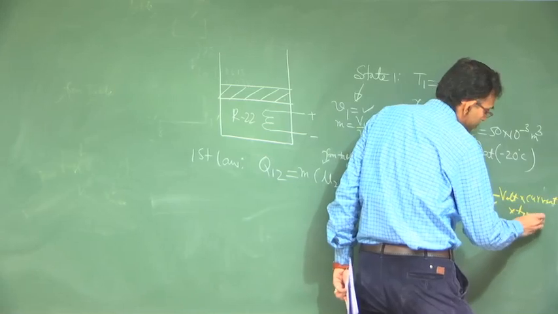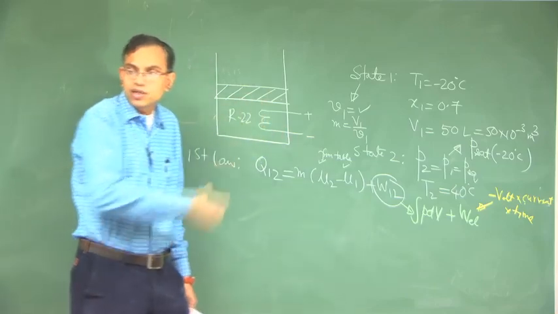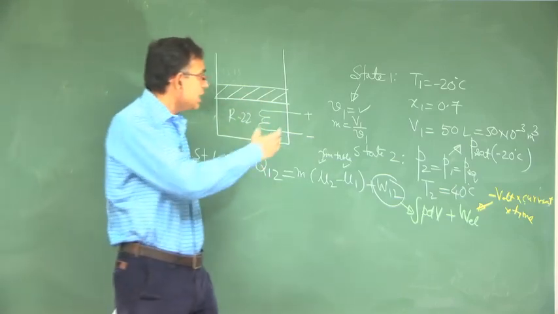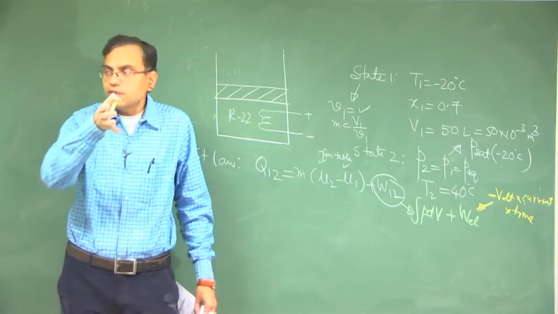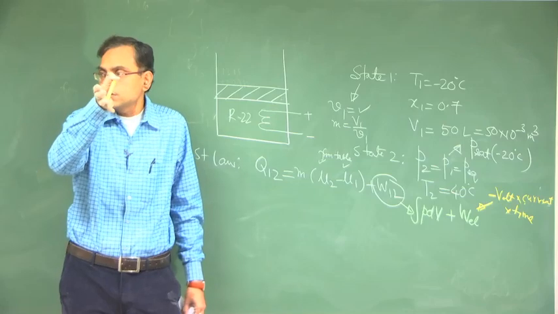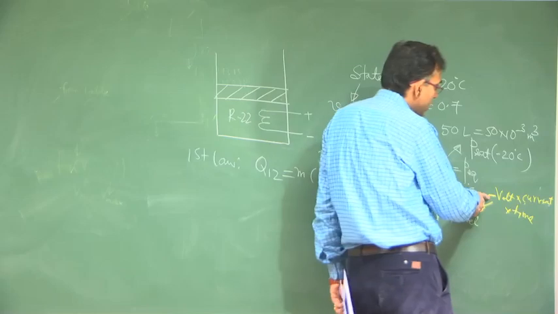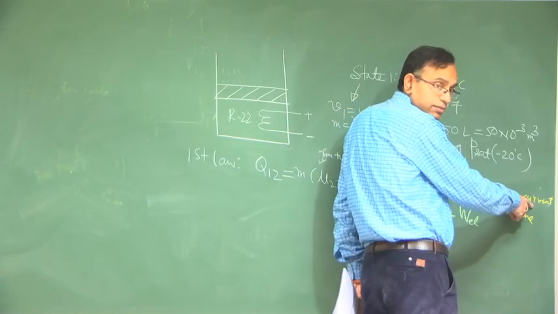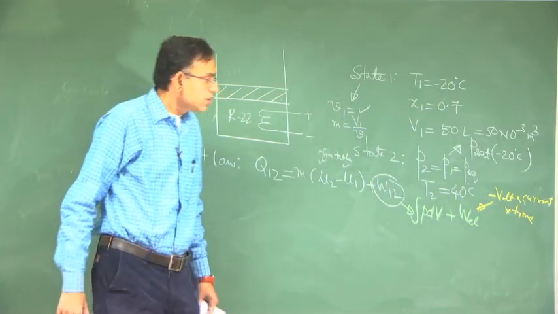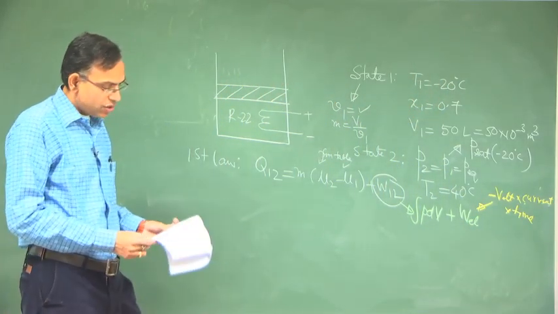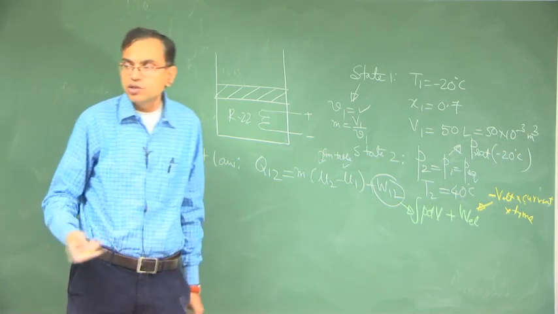Why minus? Because you are inputting some energy to the system by creating a current across this voltage. So, if energy is supplied in the form of work to the system, it is negative work. If energy comes out of the system due to work, that is positive work. So, that is why negative. Volt into current is the power, into time is the total energy, right. Voltage, current, all those things are given: 12 volt, 10 ampere and 30 minute should be converted into second.